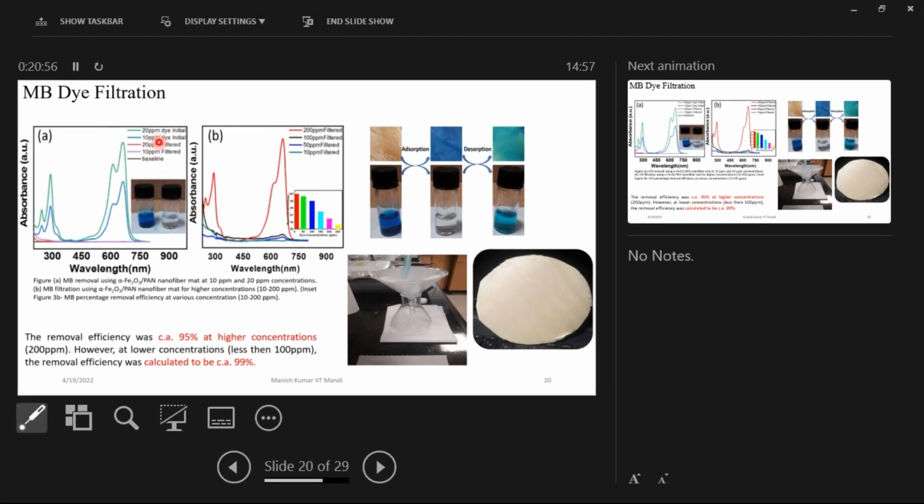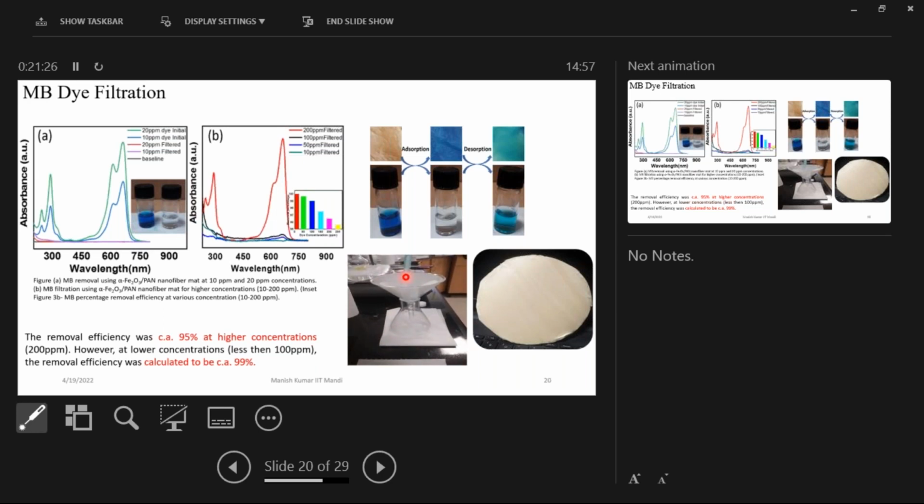We used different concentrations of dyes, methylene blue 20 ppm, 10 ppm, and after filtration you can see the color is very much clear, almost 99% removed from the water. And for higher concentrations also, we tested it for 200 ppm, and we found almost 95% efficiency for the higher concentrations.